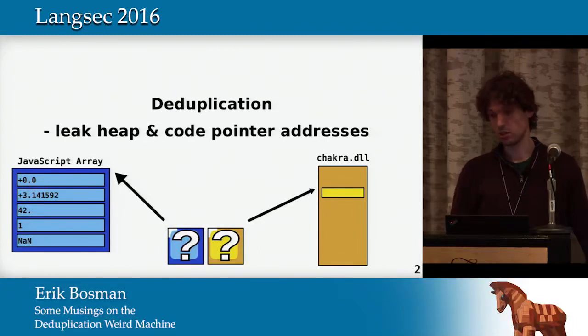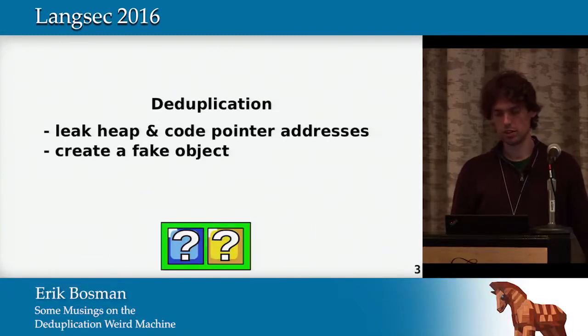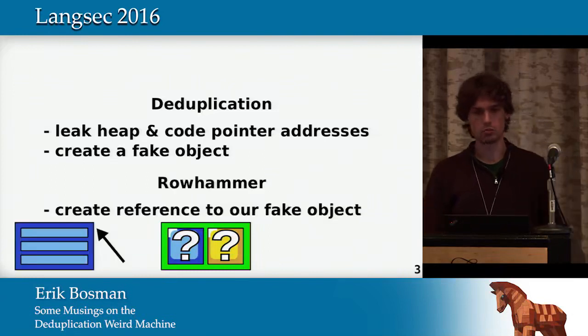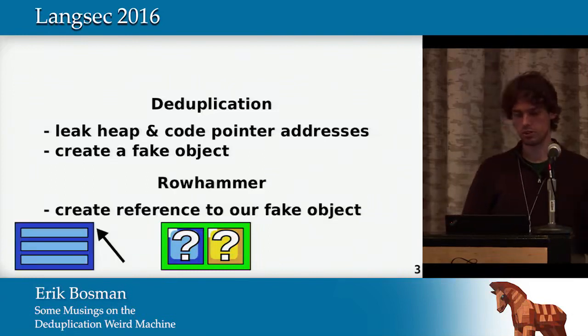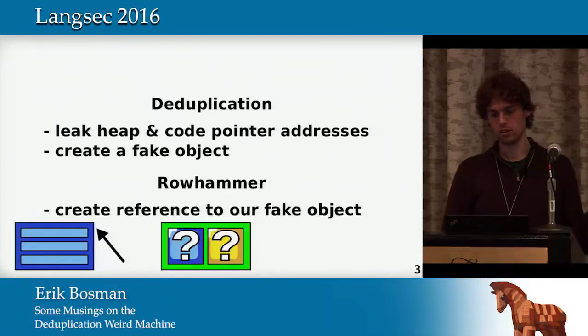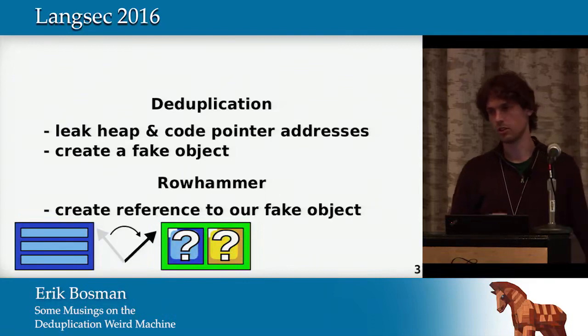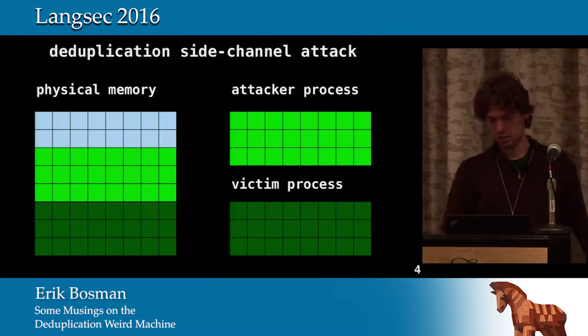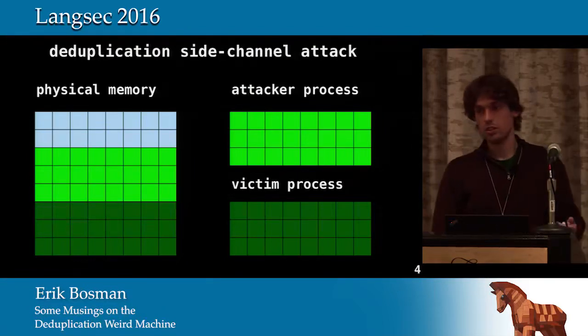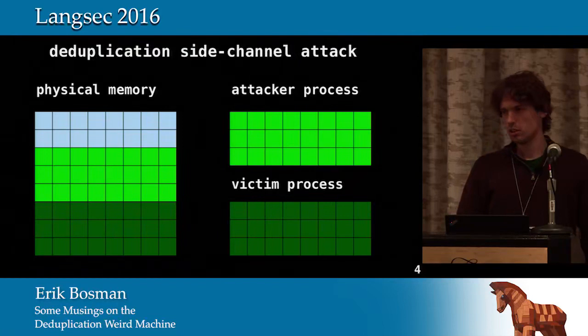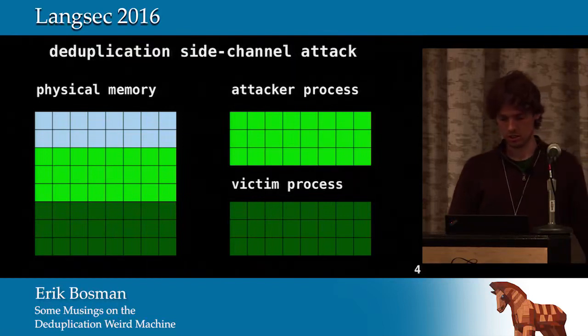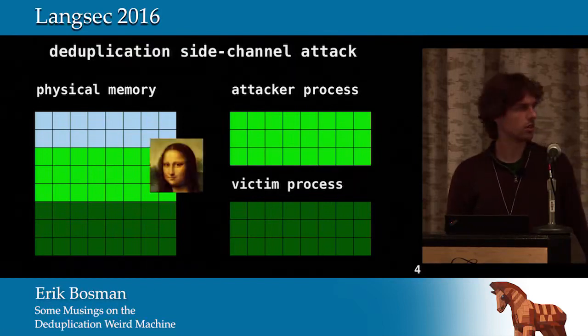And in our exploit, we pack this into a fake object, and then we will use Rowhammer to flip a bit in a pointer from one real object to our fake object, and from that we can achieve an arbitrary read-write primitive. But in order to leak this information, we'll be using a memory deduplication side channel attack. So, how does this work?